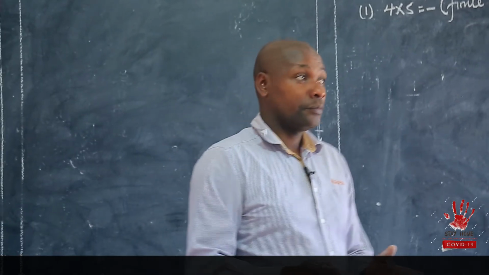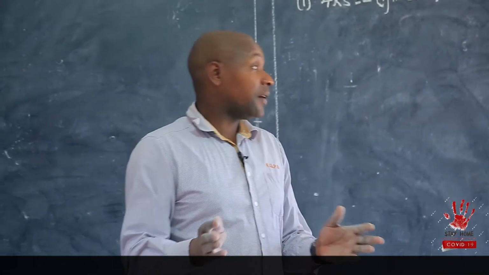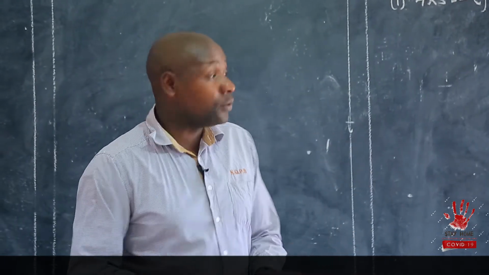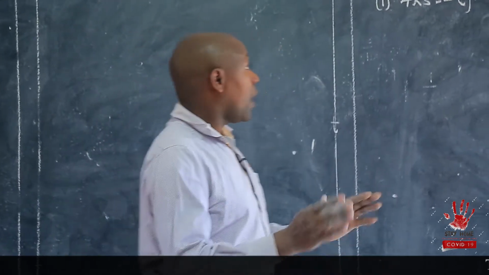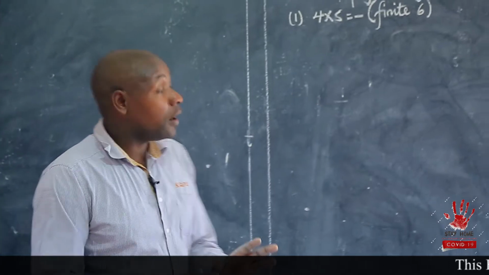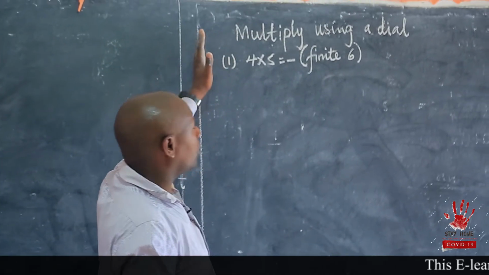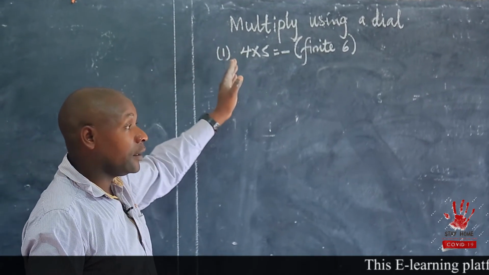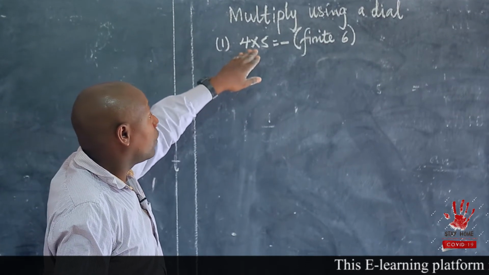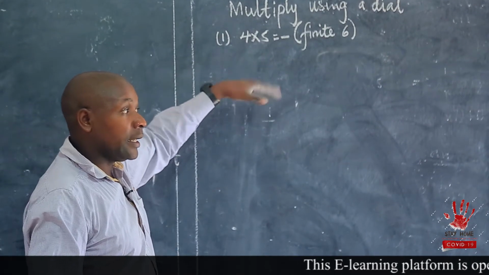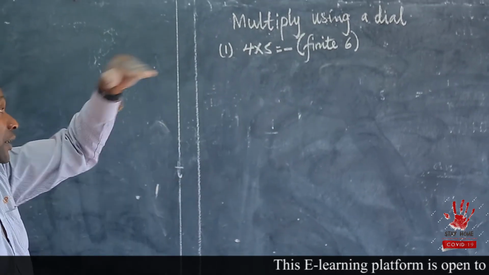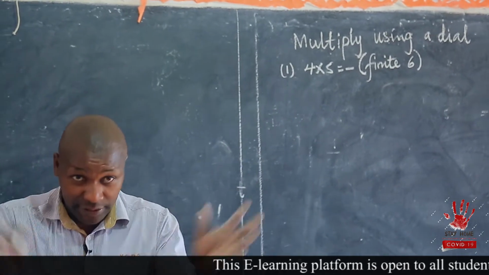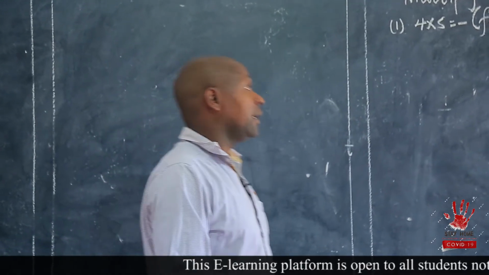Last time, in terms of finite system, we had multiplication in finite system. And I left you with some few numbers to work out. If I go to the activity I gave you, the first instruction was multiply using a dial. I want to take this opportunity to do only part one. Then we shall go to the second instruction, which said use calculation method. Then you'll judge yourself before we go to the next lesson.